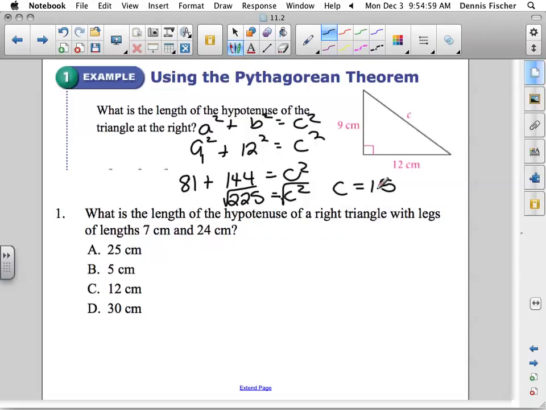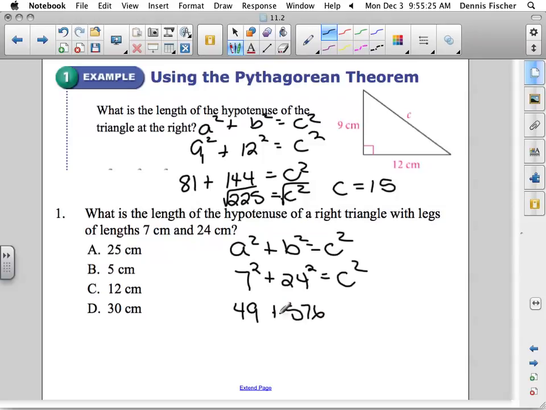What to do in this one. And notice it says the legs are 7 and 24. I would set up the a squared plus b squared equals c squared. So we got 7 squared plus 24 squared equals c squared. Solving that down, 7 squared is 49. 24 squared is 576. Equals c squared. Now c squared is equal to 625. Square root of both sides would be 25.